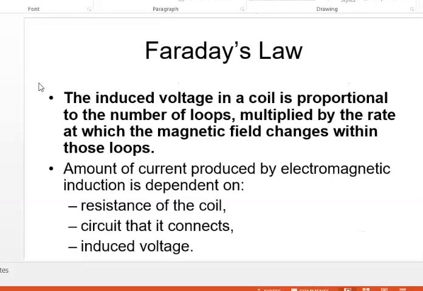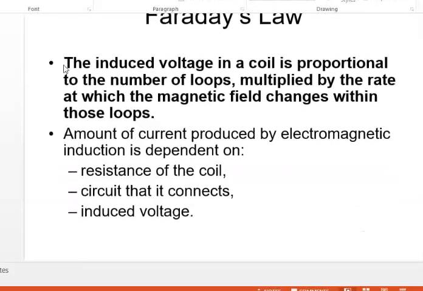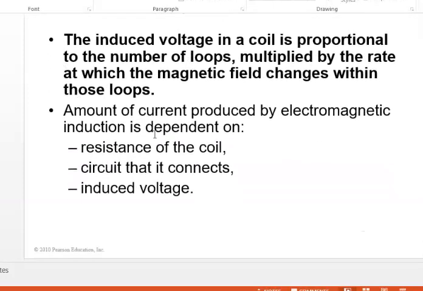The amount of current produced by electromagnetic induction depends on three factors. First one is the resistance of the coil, the circuit that it is connected to, and the induced voltage in the coil. The more the induced voltage in the coil, the more current will be produced in the coil.